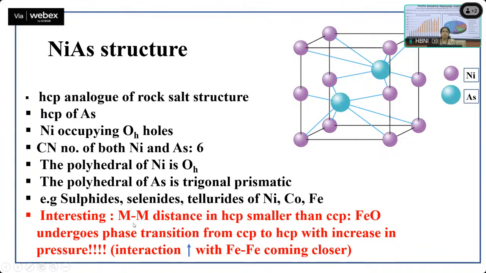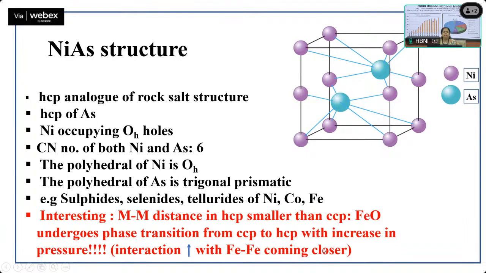It is an HCP analog of rock salt, wherein your anion, that is arsenic, forms the HCP packing. Nickel occupies octahedral holes. The coordination number of both nickel and arsenic is 6, but the polyhedron of nickel is octahedral and the polyhedron of arsenic is trigonal prismatic. This kind of structure is generally adopted by sulfides, selenides, and tellurides of nickel, cobalt, and iron.